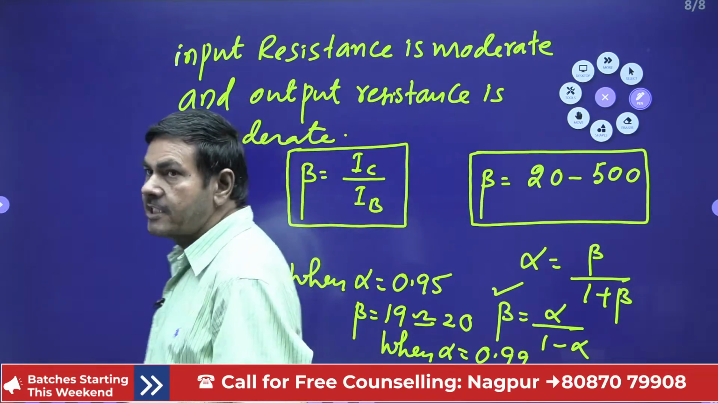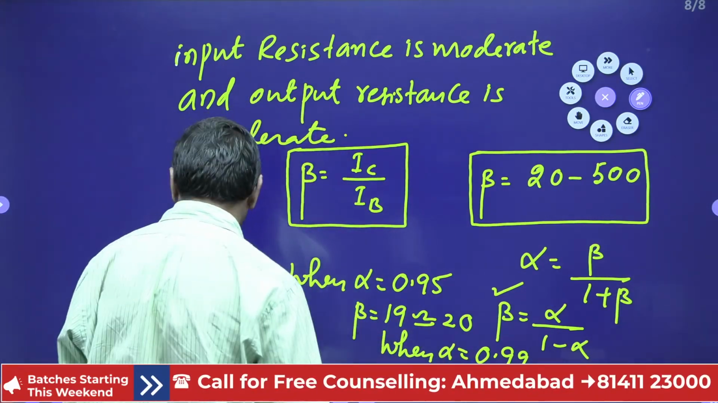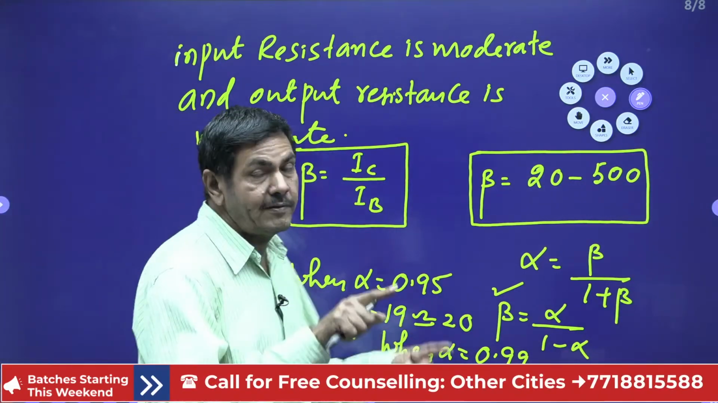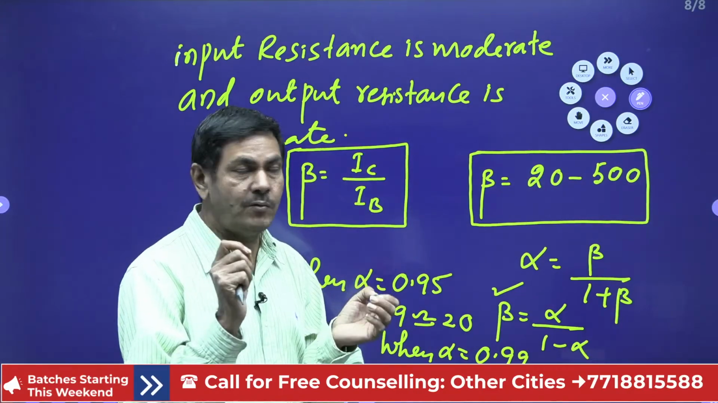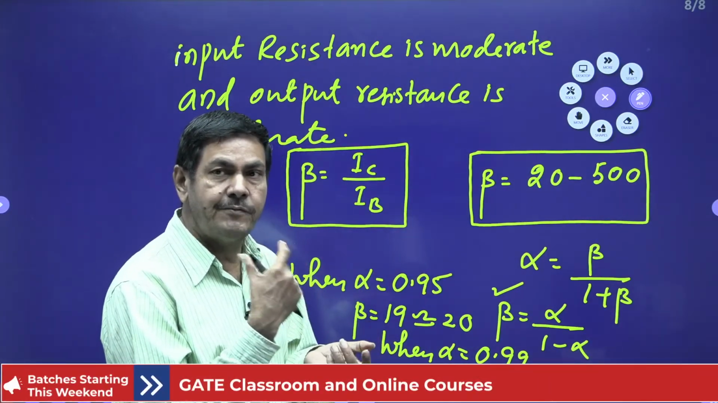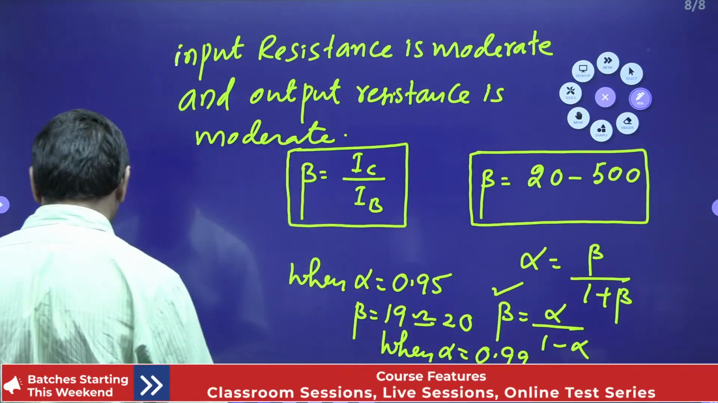Now, I would like to explain the common collector configuration. That configuration also I will complete. These three configurations I will do. In the next class, I will draw the full structure and explain clearly what the currents are, how they flow, and how the diffusion is done inside.